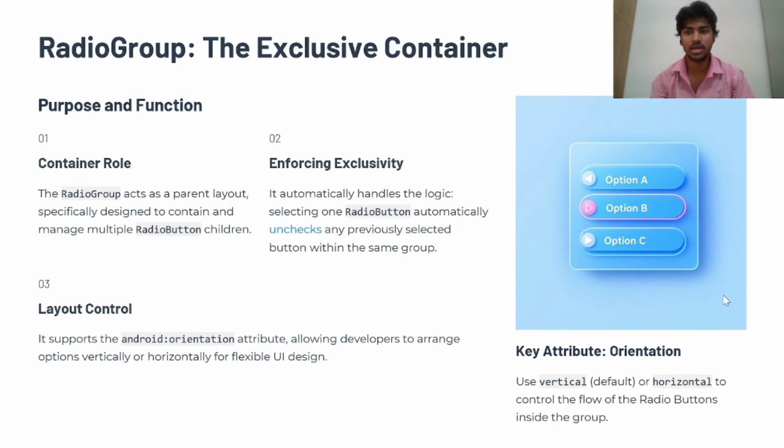When you select one radio button, it automatically unchecks any previously selected button within that same group. Third, it provides layout control. A key attribute here is android:orientation. This lets you arrange the radio buttons either vertically, which is the default, or horizontally, giving you flexible UI design.